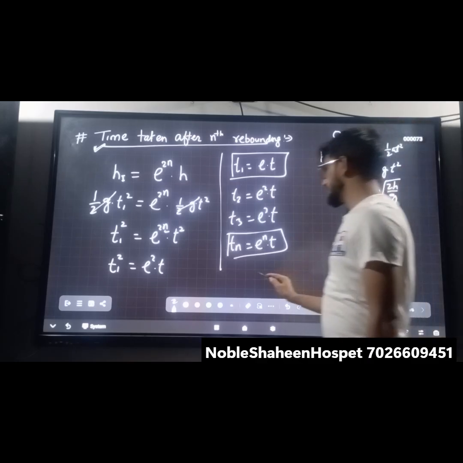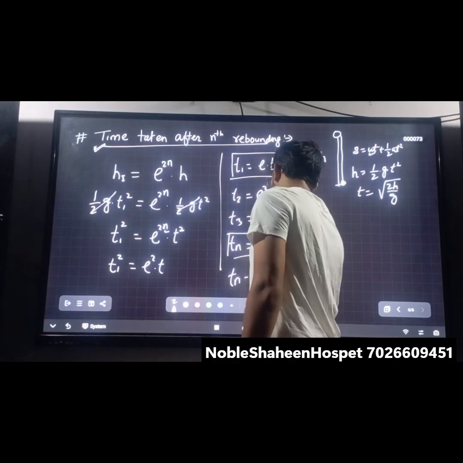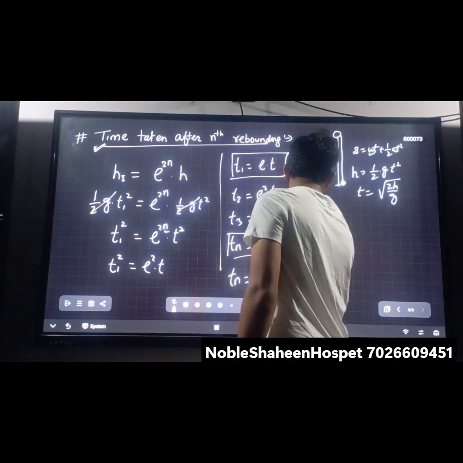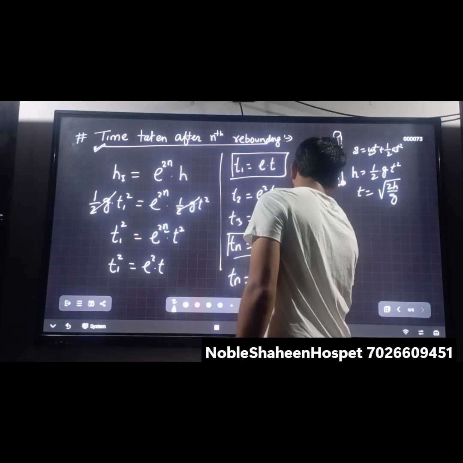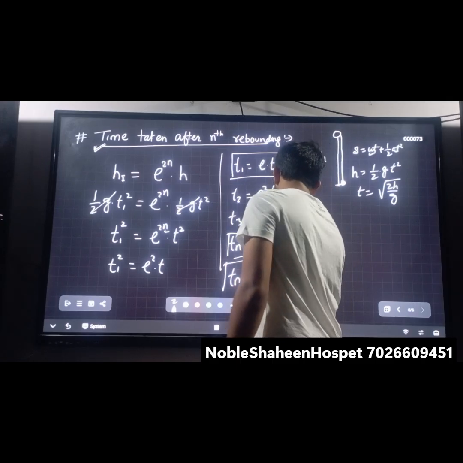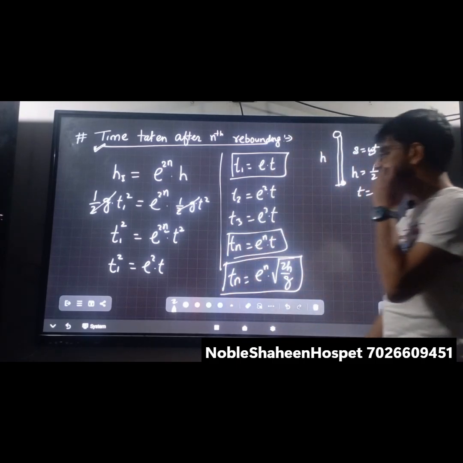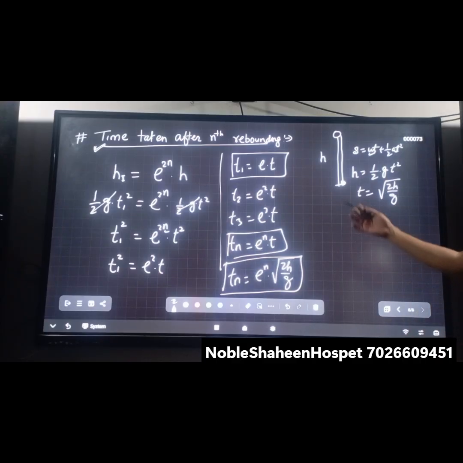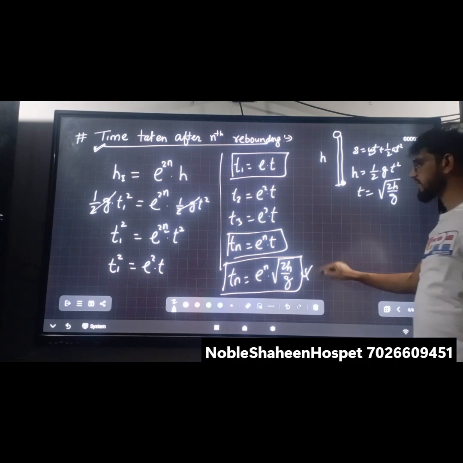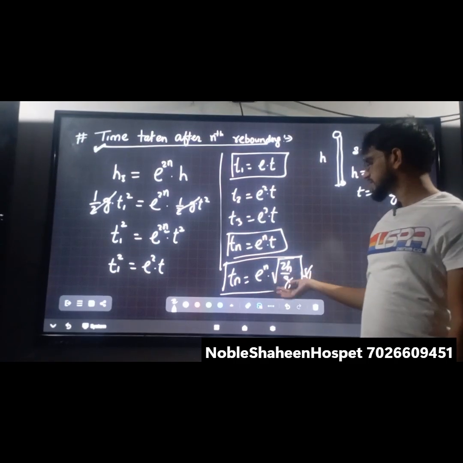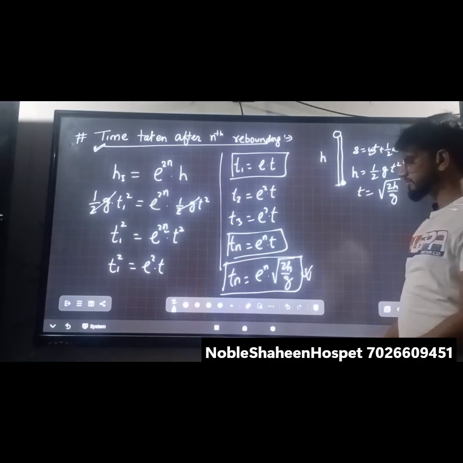So we can put here the value, or we can say this tn will be equal to e to the power n under root of 2h by g. This is the expression for the time taken in nth rebounding. We can easily calculate this, okay. And there will also be some questions related to this formula, and we can easily solve them by applying this formula.